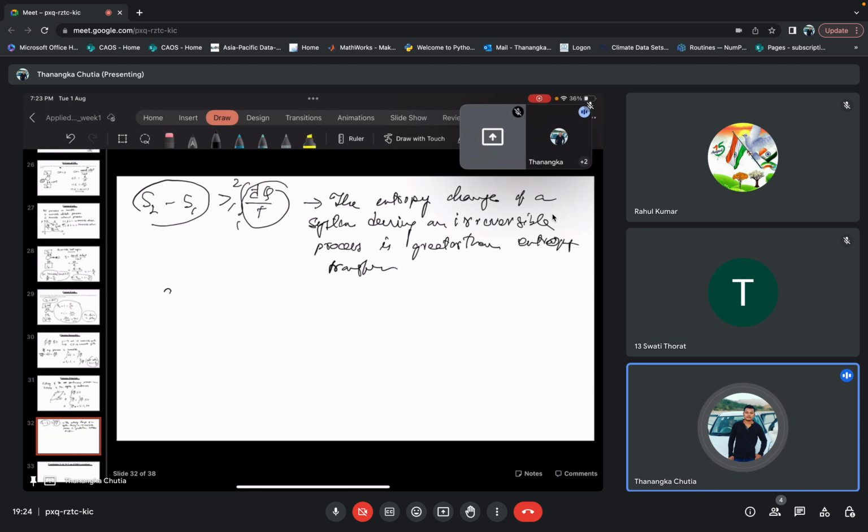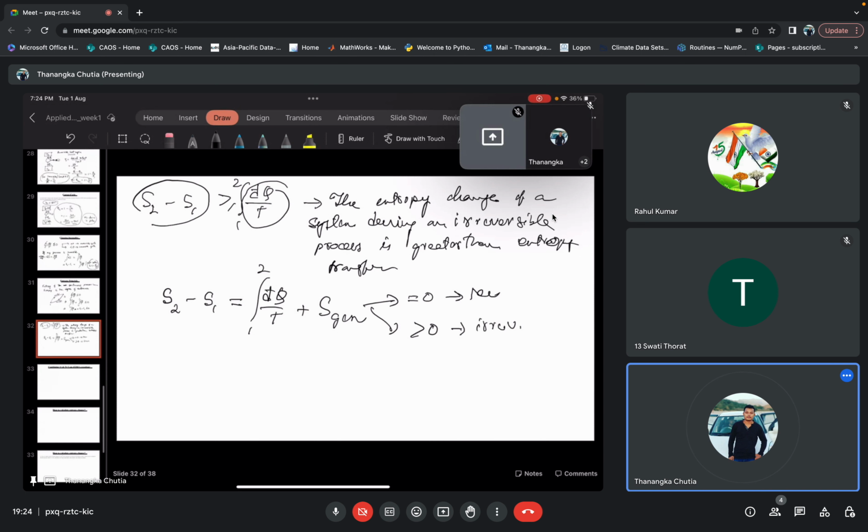So if you want to make it equal, what we can write is the integral of dQ by T from 1 to 2 plus some term, the entropy generation. Now if this generation term equals 0, it is a reversible process, and if it is greater than 0, it's an irreversible process. So again, entropy generation is another term which tells us whether your process is reversible or irreversible.